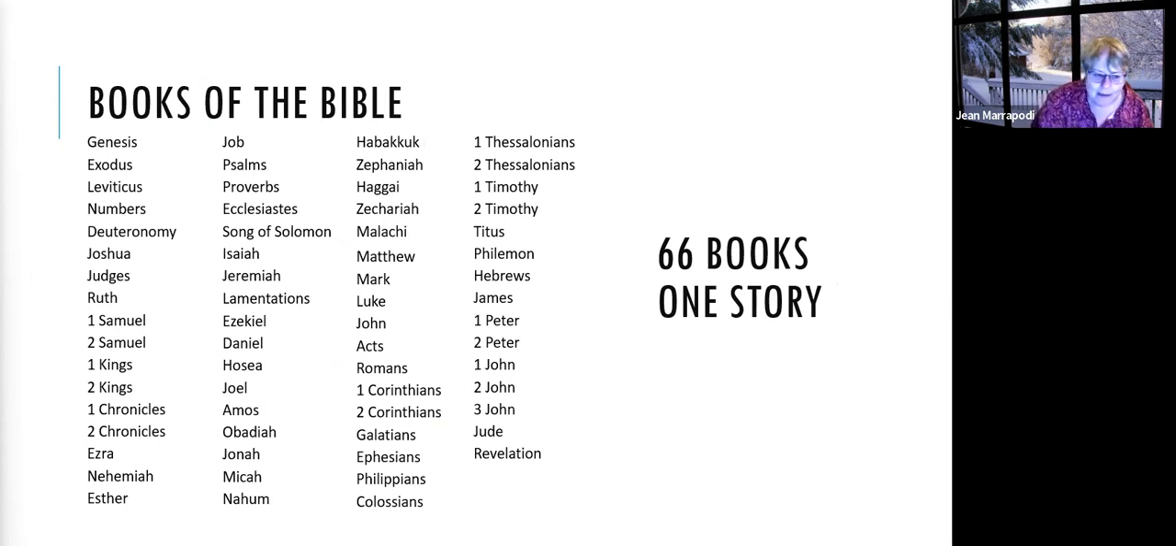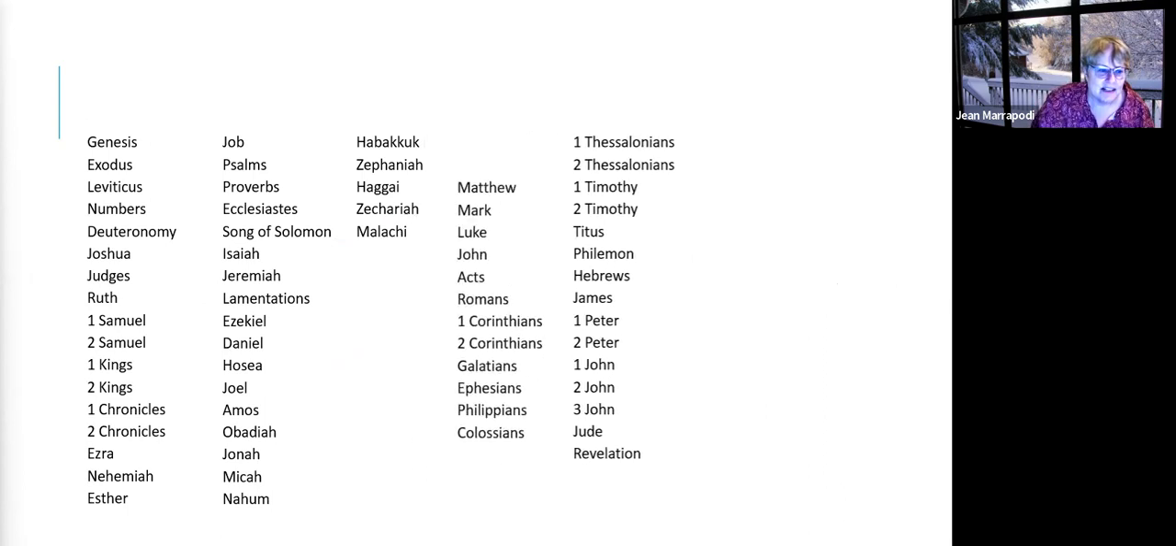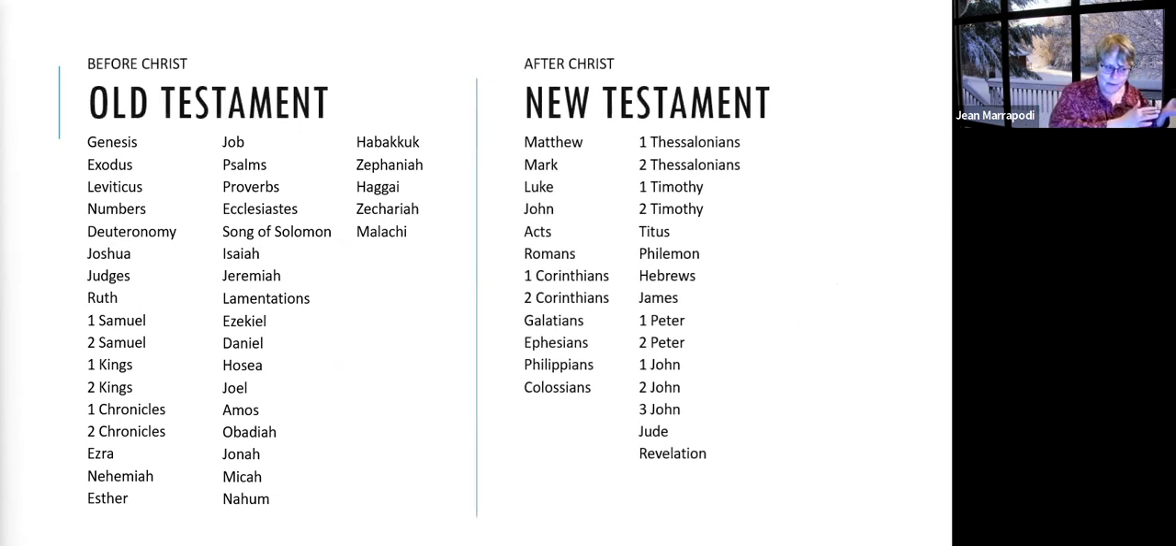And so the Bible is divided into two sections. We have the Old Testament, which is before Christ, and the New Testament, which is after Christ. And while we think it would be halfway, it's not. It's more. There's 39 books in the Old Testament and 27 in the New, and it's about 3/4 and 1/4 space of pages. The dead center of the Bible is the Book of Psalms.